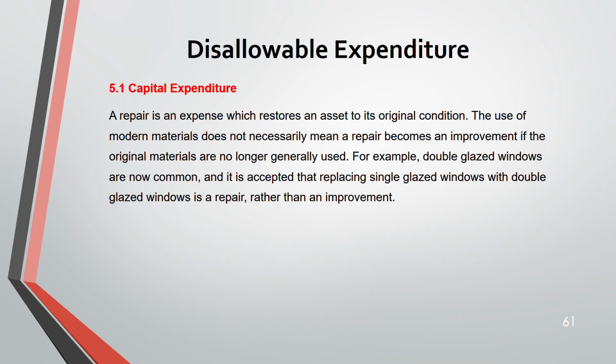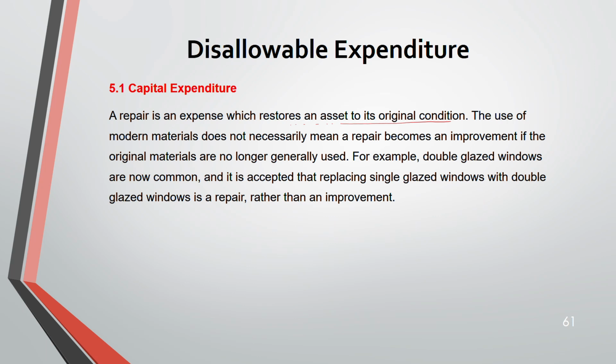Now, what is a repair? A repair means it restores an asset to its original condition. That is known as repair. But if you're using a modern material, it does not mean a repair becomes an improvement. If the original materials are no longer generally used, let's say 5 years back you have used a material, now you find the equivalent but a modern material, it does not mean it's an improvement. It is still a repair only.